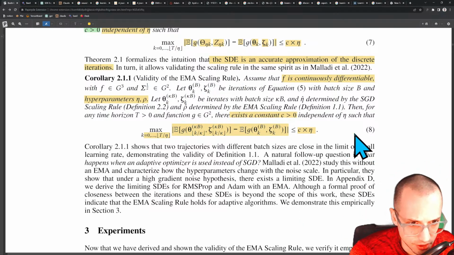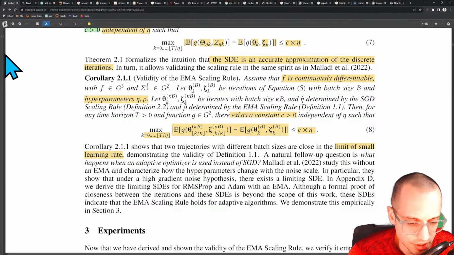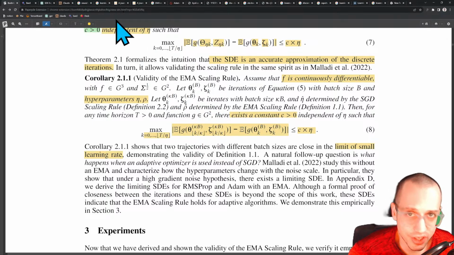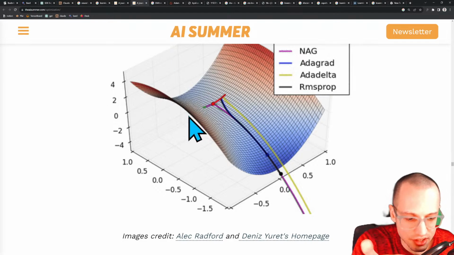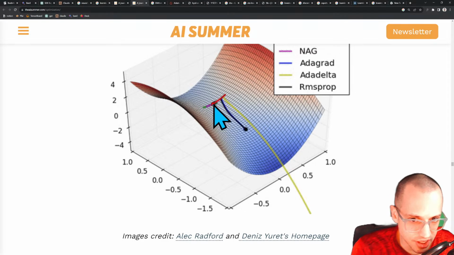Okay. Close to the limit of small learning rate, demonstrating the validity of definition 1.1. So why does the limit of a small learning rate matter? It's because this entire part of the problem with what we're doing is that we're taking discretized steps. We're breaking down what should be a learning process into a series of discrete steps, right? And if you have a big learning rate, you're taking big steps. If you have a small learning rate, you're taking small steps.